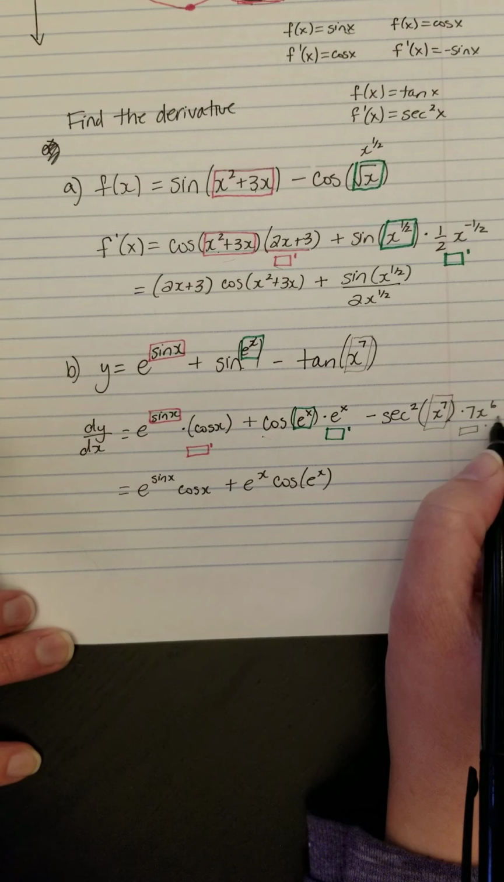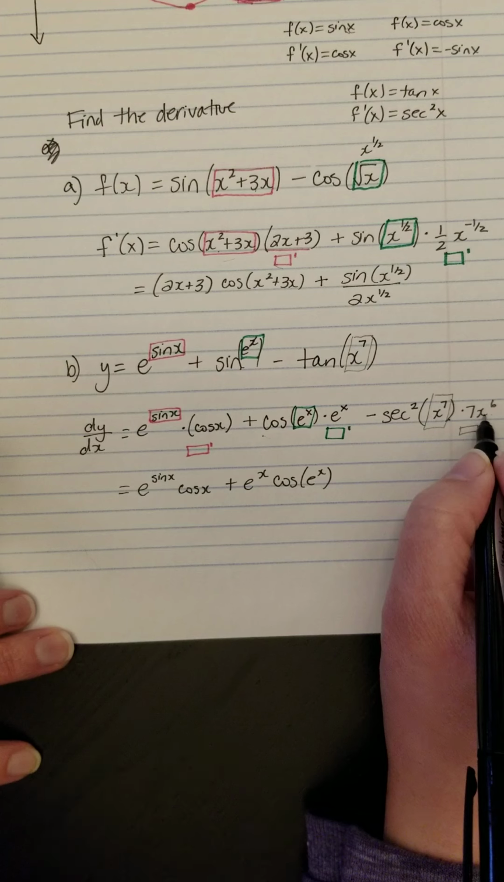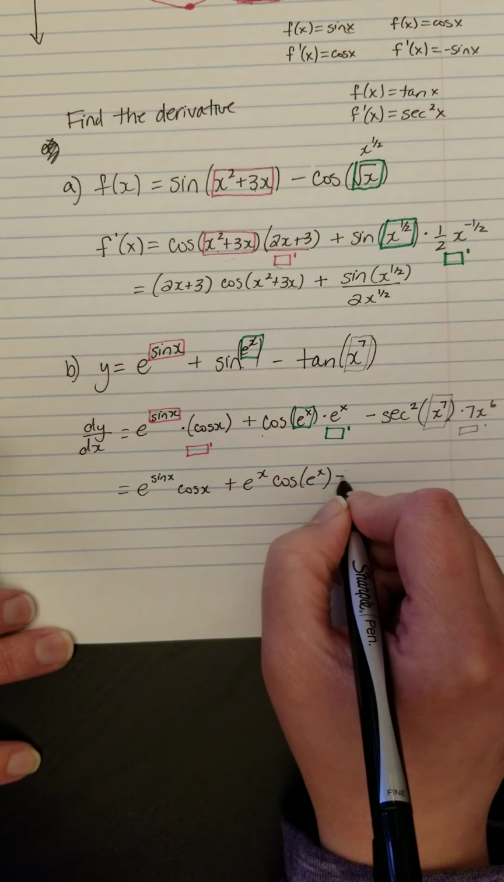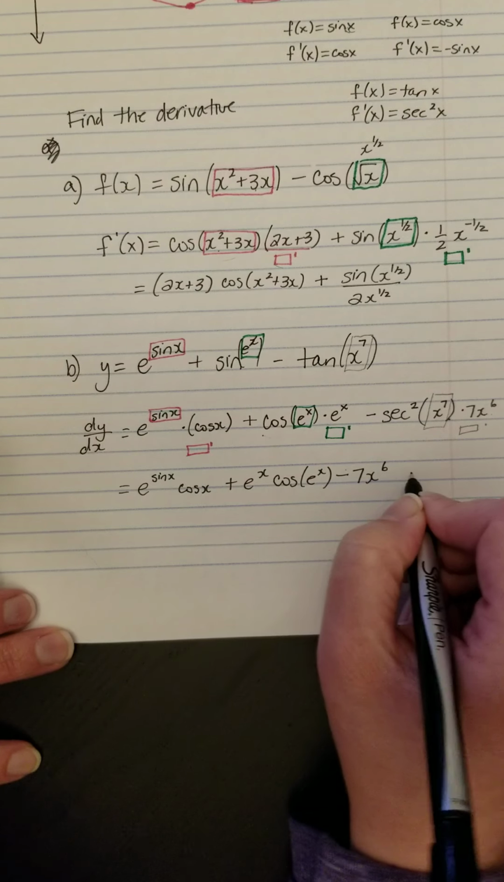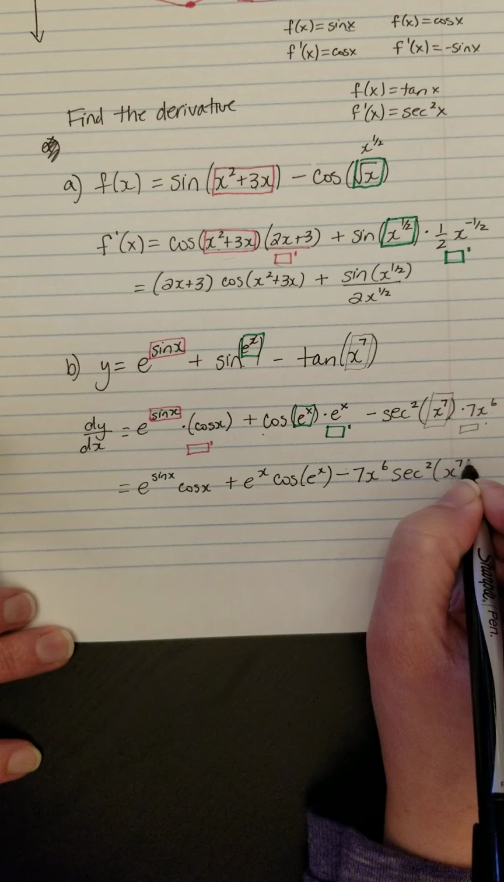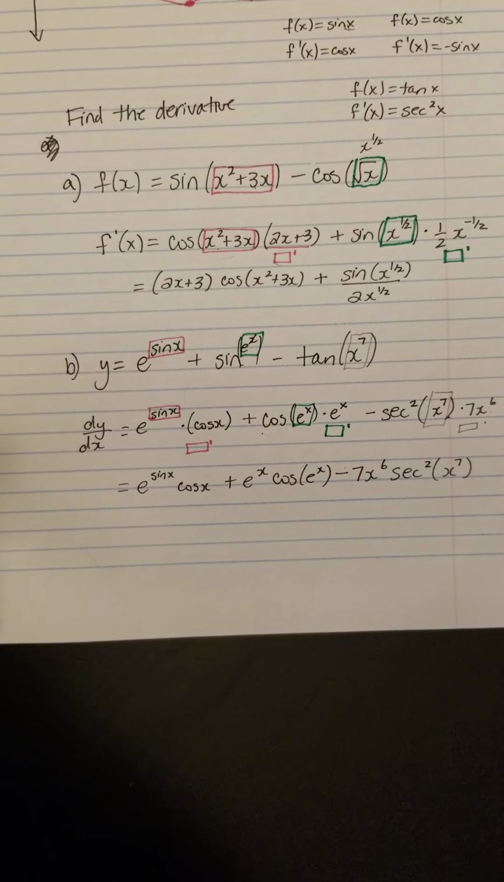And same thing with this 7x to the 6, because sometimes people might multiply that together. It's not multiplied by just the angle, it's multiplied by the whole secant squared. So I'm going to bring that out to the front, make it really clear that it is a coefficient, not a piece in the angle argument of that function.